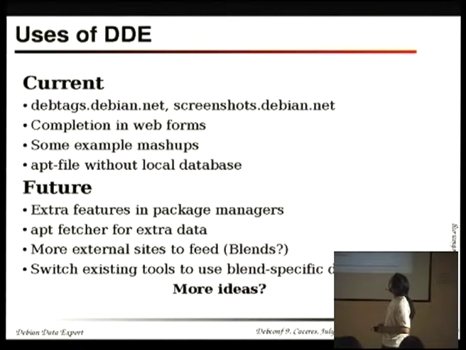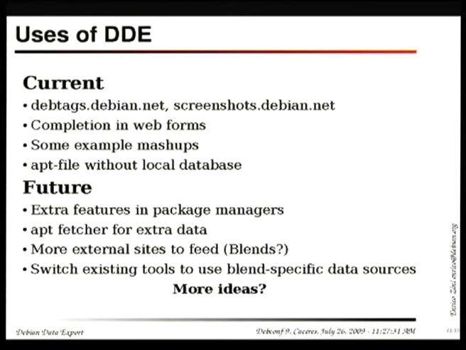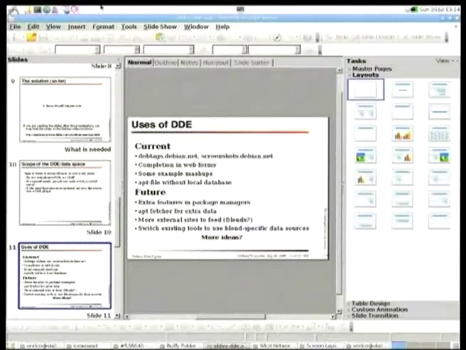Current uses of DDE: I've put online the apt-xapian-index version in debtags.debian.net. Screenshots.debian.net uses DDE to get package information for its database. It can be used to make completion in web forms. It can be used to emulate apt-file without having a local file information.